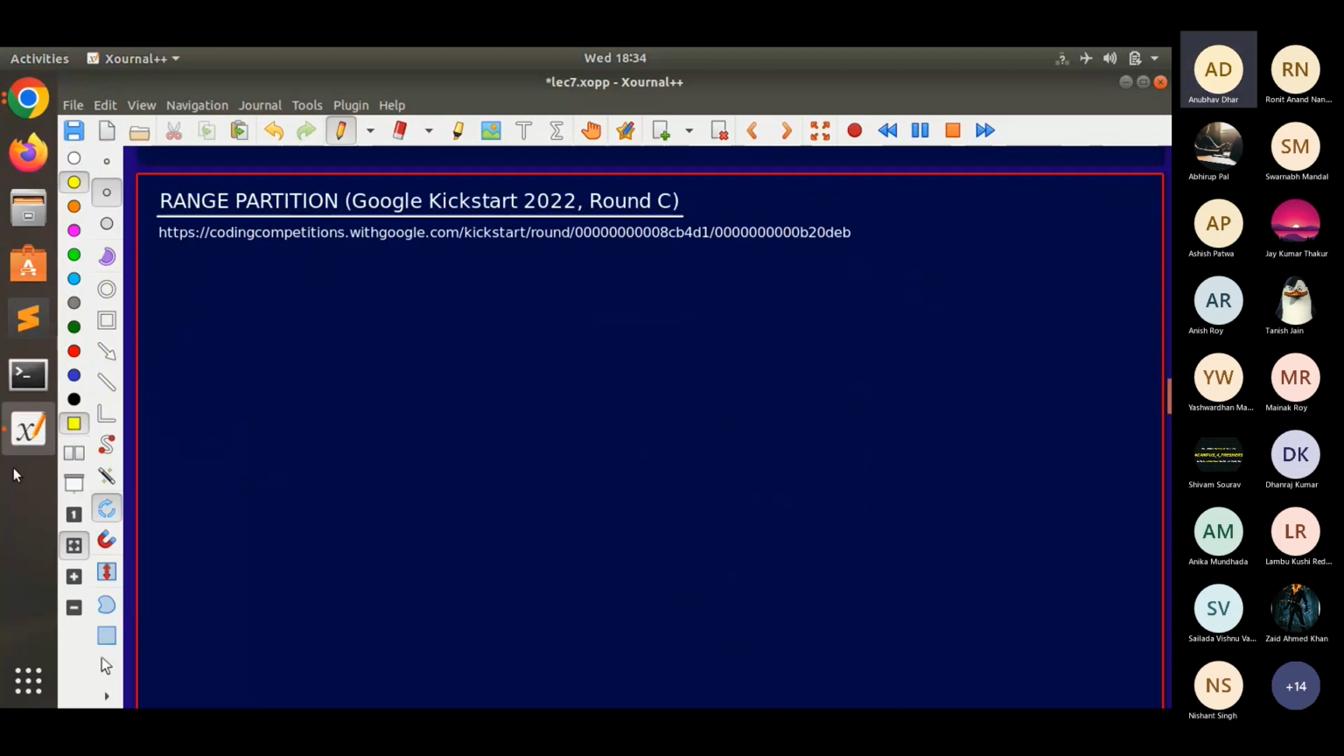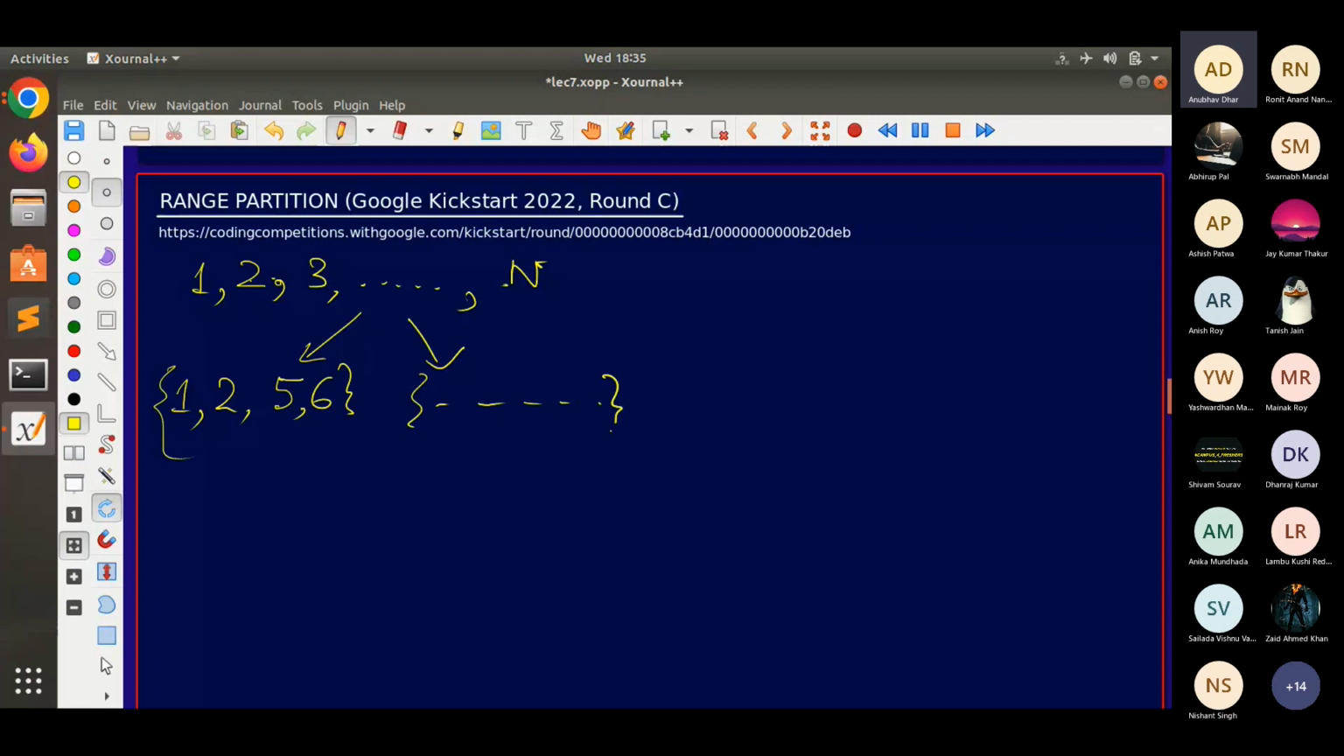This is the question Range Partition from a very recent contest by Google, the Google Kickstart round C. Over here you are given the integers 1, 2, 3 up to n, and you are asked if you can partition these integers from 1 to n into two parts. Let's say in one part you have 1, 2, 5, 6, and in the other part you have the other integers, such that the ratio of their sums is x is to y. You are given n, x, y, provided that x and y have a GCD of 1. That is, x and y are co-prime, which means you cannot reduce this fraction further.